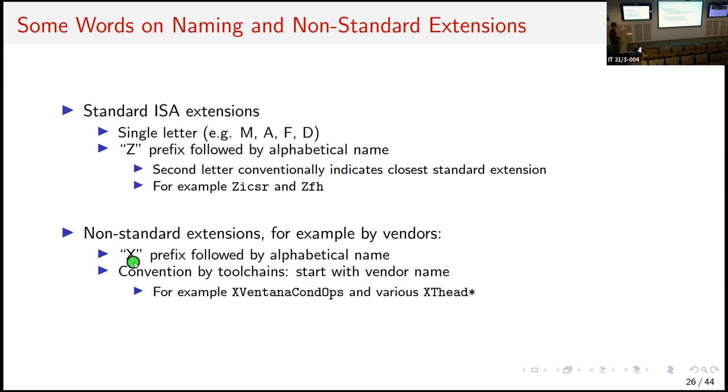Those are named with an X and then an alphabetical name. And the toolchains, so Clang and GCC, came together and said, look, we don't want complete chaos here. So we expect it to start with a vendor name. So for example, we have XVentana, which is a company, for conditional operations. And we have, for example, already various XT-Head, which is another company, and then some descriptive name after that. So basically X, that is the non-standard extensions that maybe vendors came up with to speed up a specific application part. And the Z prefix is for standard extensions.